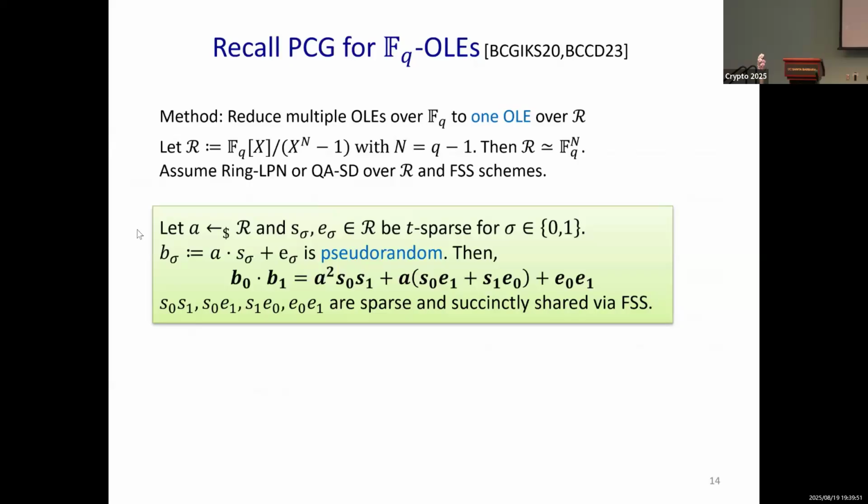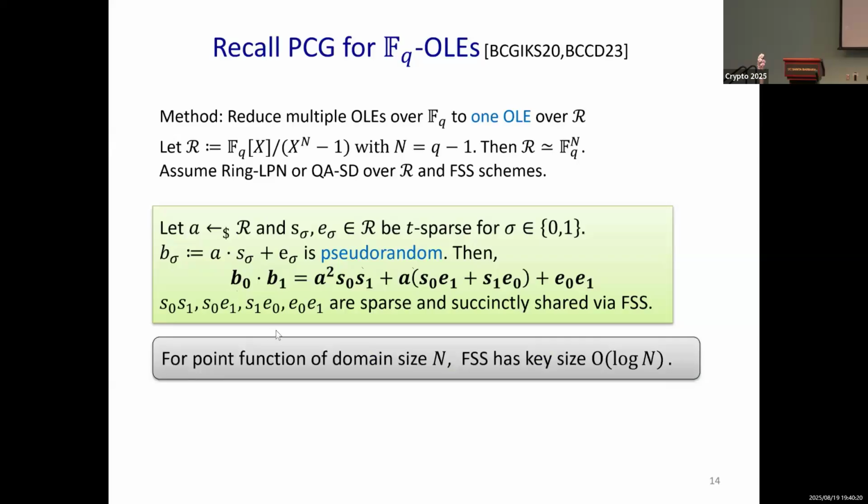A is public and S_sigma, E_sigma are random t-sparse elements. And then we can compute B_sigma, and it's pseudo-random. B0 times B1 contains some cross terms: S0 times S1, S0 E1, S1 E0, E0 E1. The cross terms are sparse, so they can be succinctly shared via function secret sharing. Generally for domain size n, the function secret sharing has size logarithmic in n. However, this method only works for q greater than n. Actually, it's from this definition and the isomorphism.